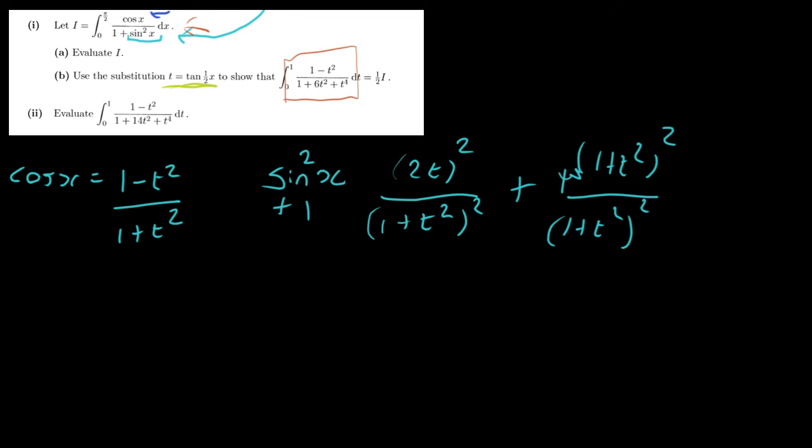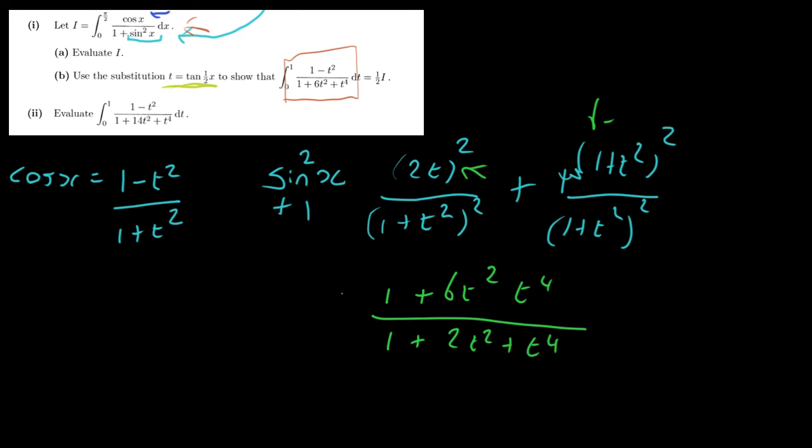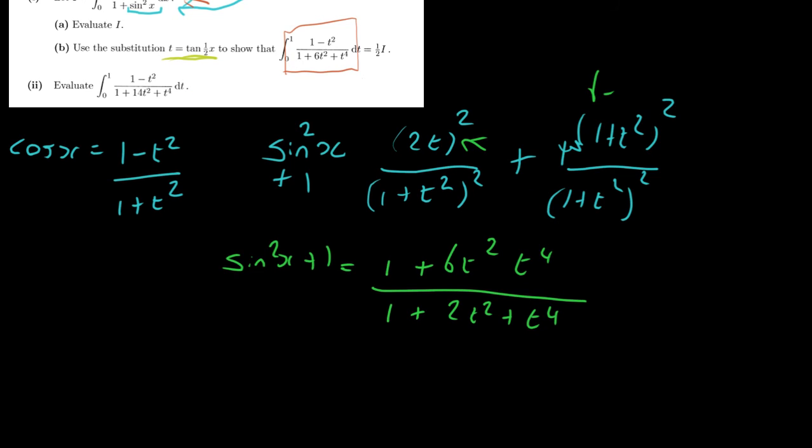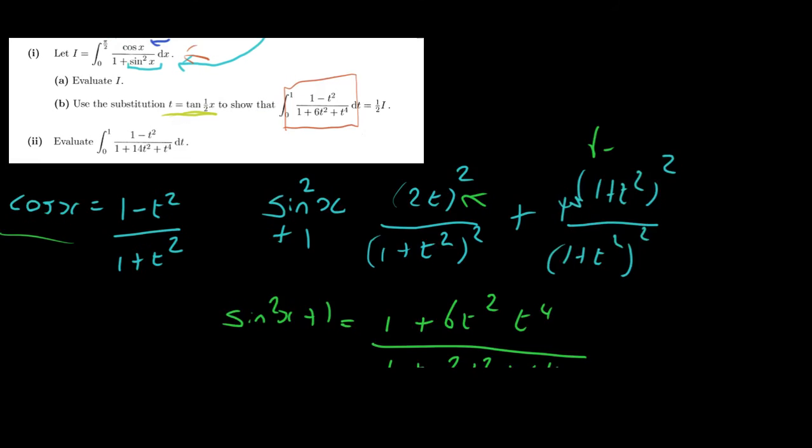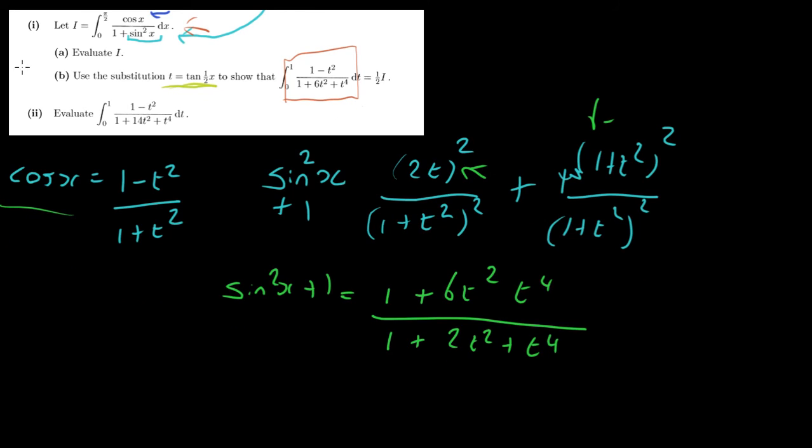So if I expand this out, I end up getting 1, then I'm going to have the 2t squared and then another 4t squared, so that's 6t squared. And over here I'm going to have t to the 4. And the bottom line will look like 1 plus 2t squared plus t to the 4. So that is sine squared x plus 1 under the substitution. That would be cos over here. So what is cos divided by sine squared plus 1?